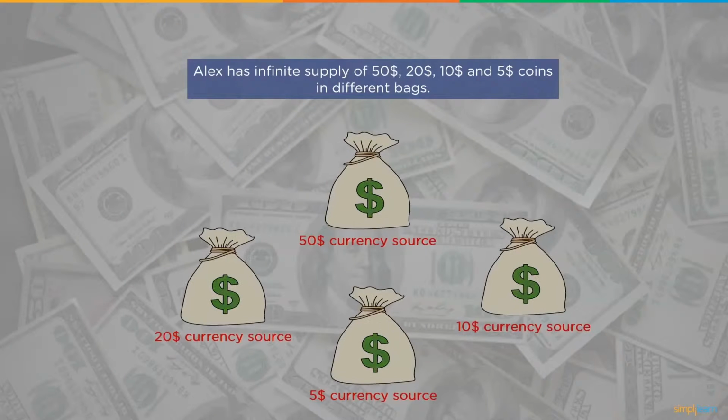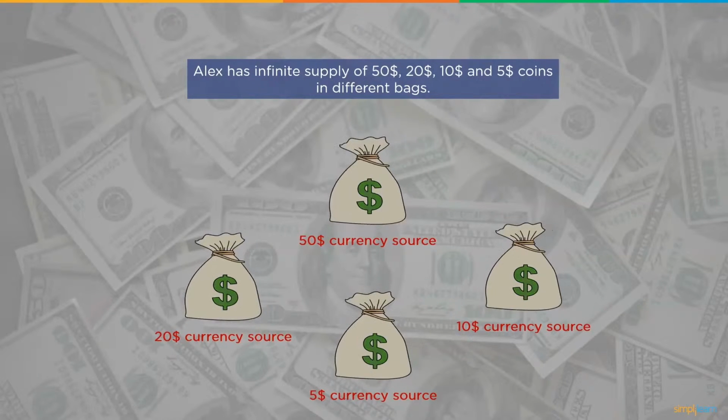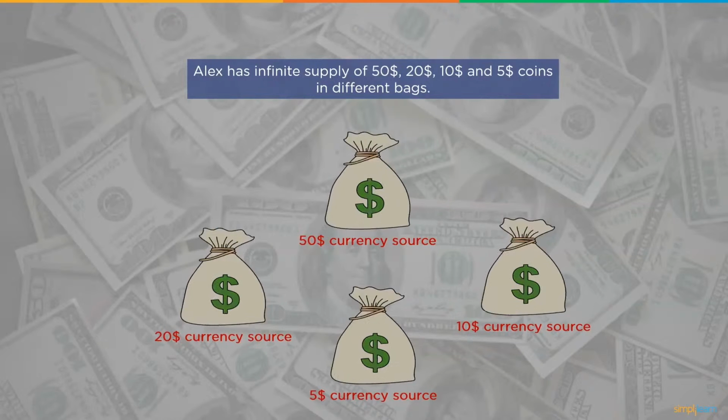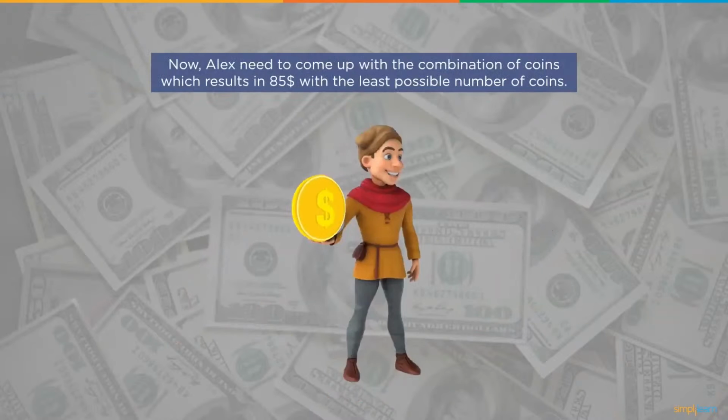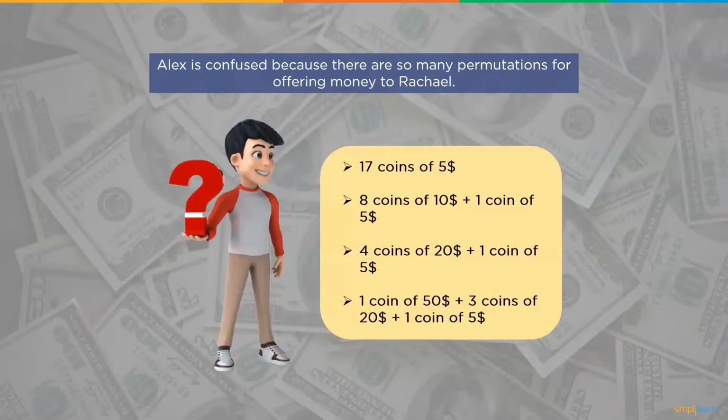Now Alex is thinking about Rachel's issue, which he can easily fix because he has a limitless supply of $50, $20, $10, and $5 coins stashed in various bags. Although this being said, Alex needed to think about the constraint Rachel told him about. He needed to give her money such that the number of coins utilized must be minimal. To do so, Alex began making a list of the various coin combinations in which he could present money to Rachel. However, after a while he became confused due to the vast number of conceivable combinations. So he decided to use his programming ability to solve real-life problems.